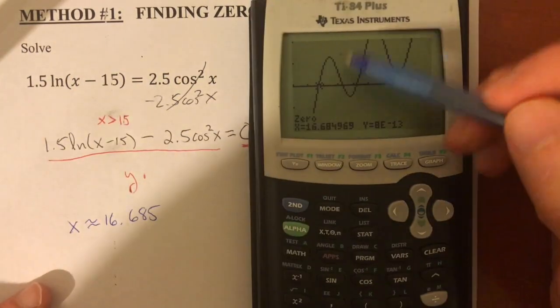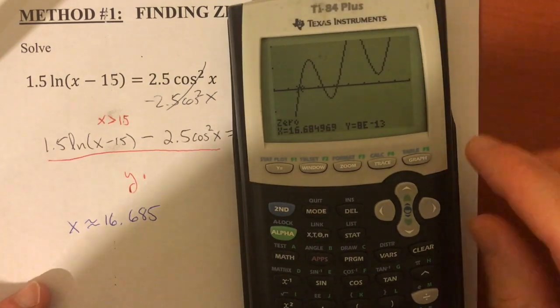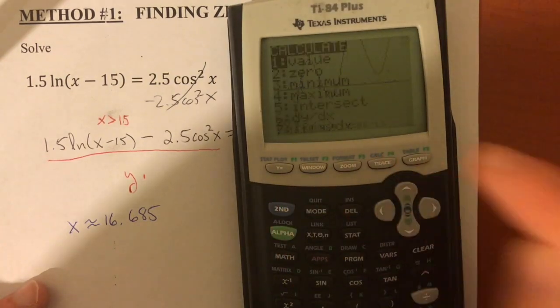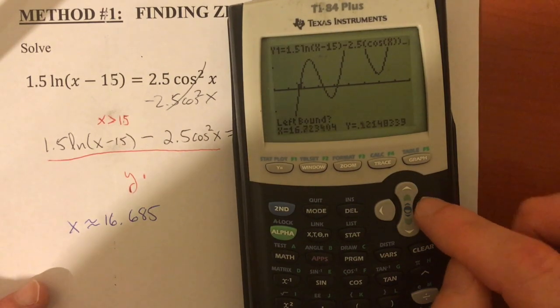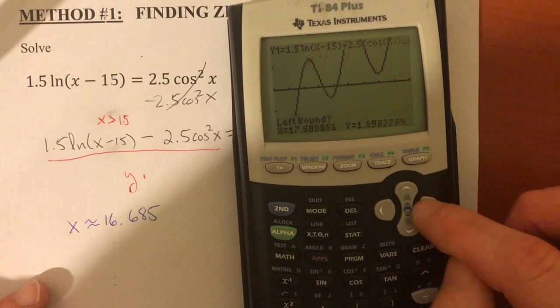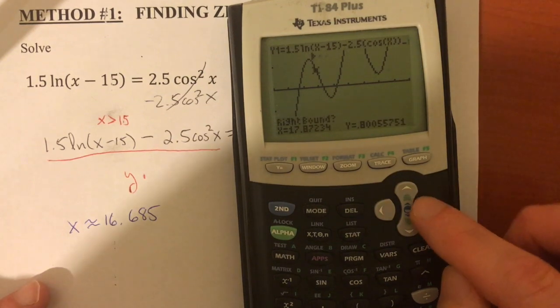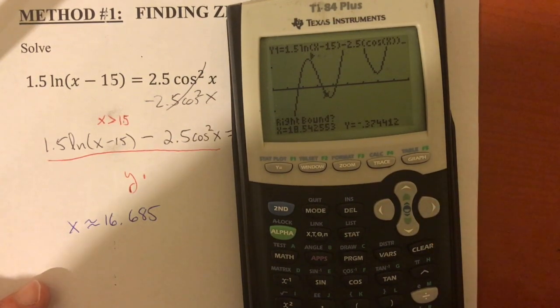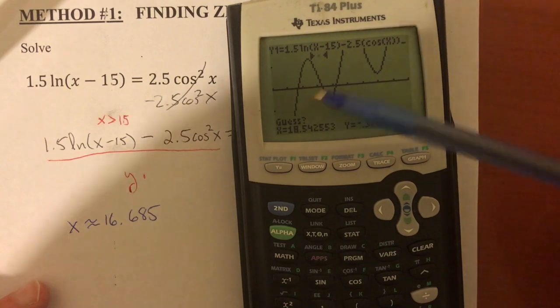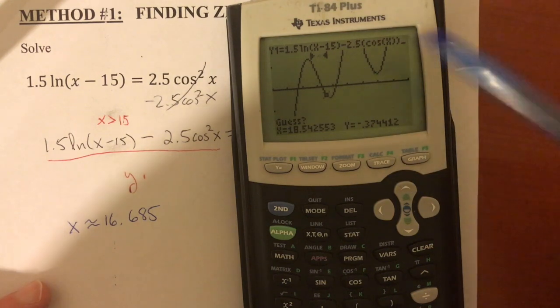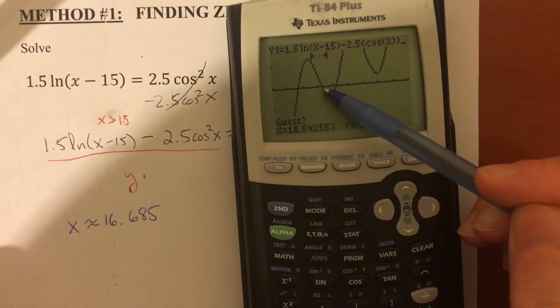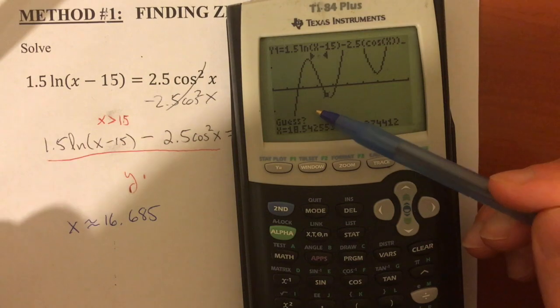All right, but I've got 2 more solutions to find here, so we just redo the same process. Second trace, 0, and now left bound, right bound. And the guess feature would be, by the way, if you set a really broad window and there were multiple zeros happening in that window, you would tell it an x value, and it would find the 0 closest to that x value.